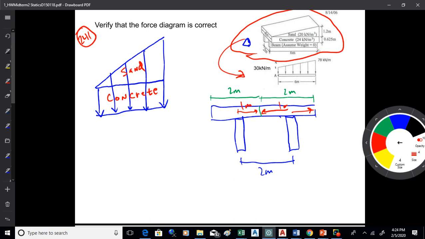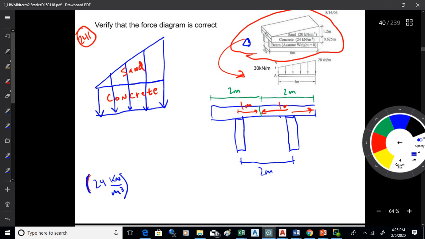Okay. So what we want to do then is figure out what the distributed load is associated with those things. So the concrete there, if you look at that, the unit weight of that, or specific weight they call it sometimes, is 24 kilonewtons per cubic meter.